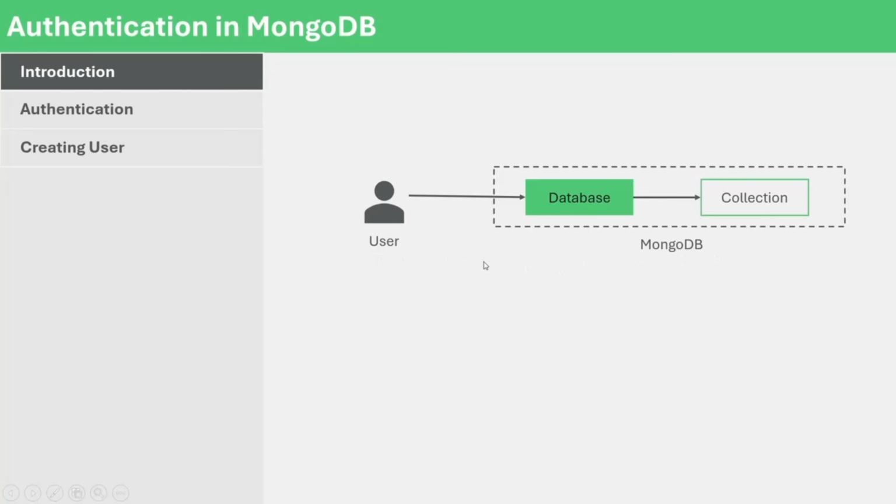And for that, we need to implement authentication and authorization on our MongoDB server. So currently, any user can perform the CRUD operation on the collections in a database in MongoDB server. But that should not be the case. Only an authenticated user with the correct permission should be allowed to perform CRUD operations on the collections in the MongoDB database.